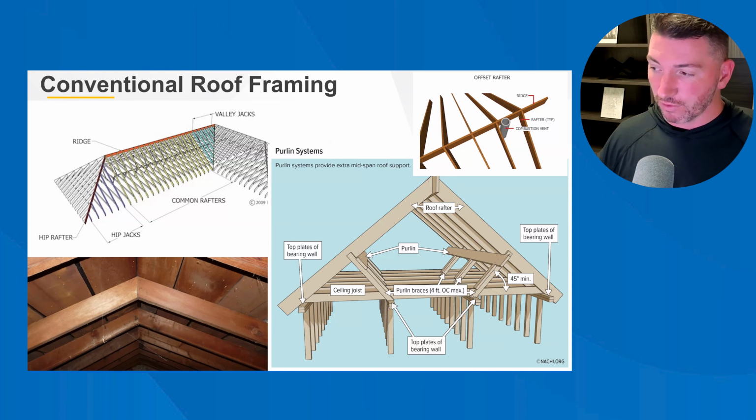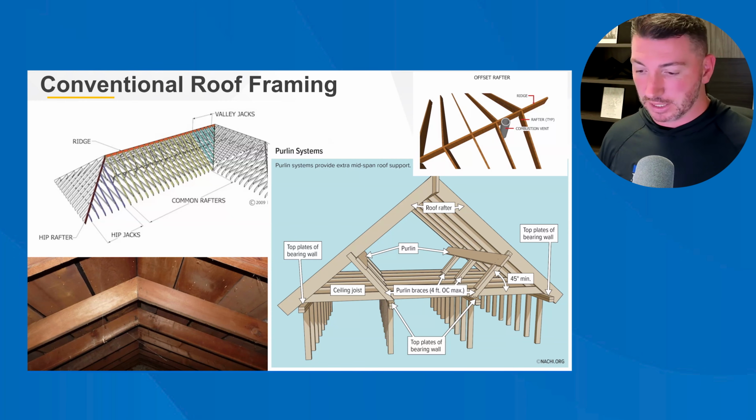So in the instance of a roof rafter, depending on the span, you're going to see a minimum of a 2x8, maybe a 2x10, even a 2x12.